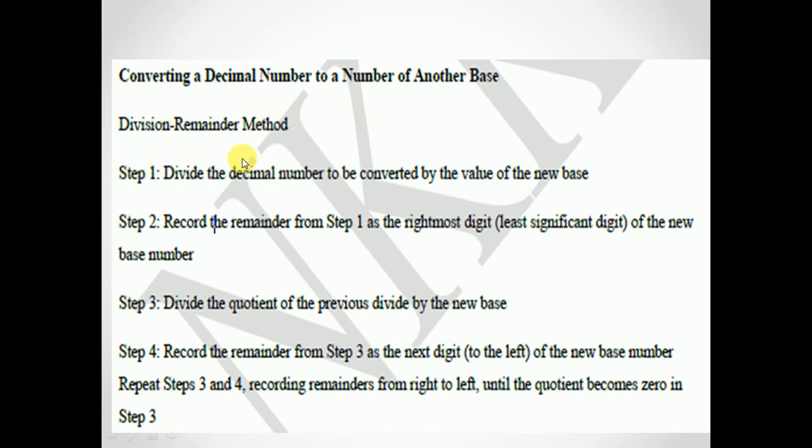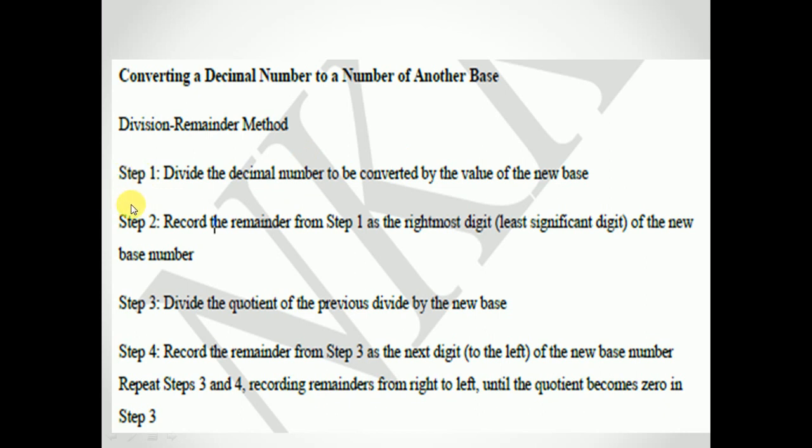So in step 1, you have to divide the decimal number, because you are given a decimal number and it is to be converted to a number of another base. So you have to divide the decimal number by the value of the new base. If you have to convert to a binary number, the base should be 2, so you divide by 2. If you have to convert to a hexadecimal number, you divide by 16, not 2. Likewise, the conversion will take place.